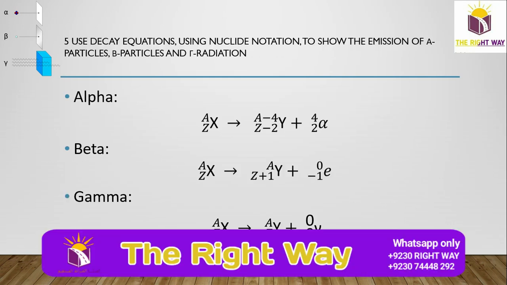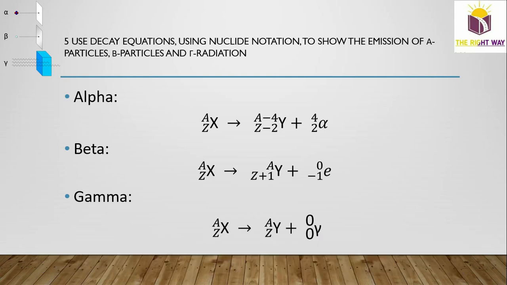Okay, these are the decay equations. We have discussed these in our previous lecture also. When an atom decays with an alpha particle, its atomic mass decreases by 4, atomic number decreases by 2, with the release of the alpha particle, which is also known as a helium nucleus.